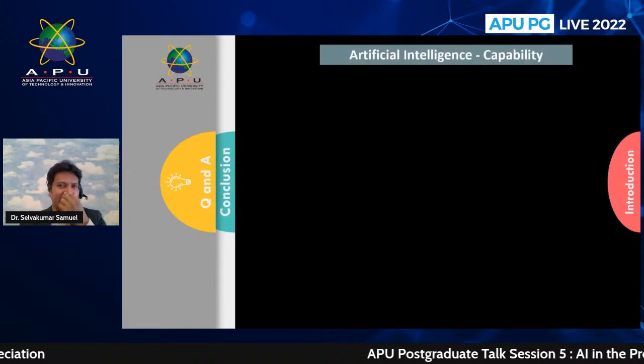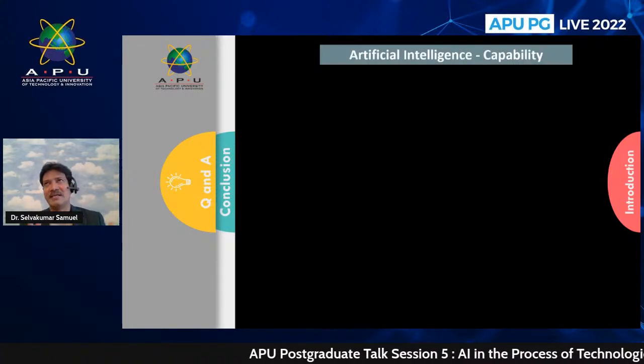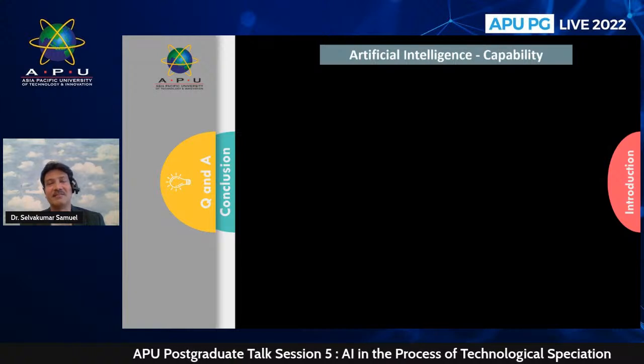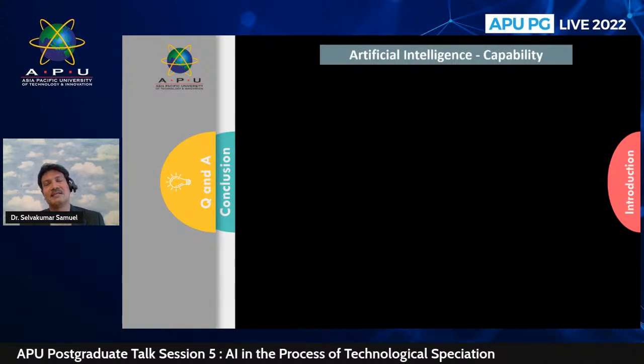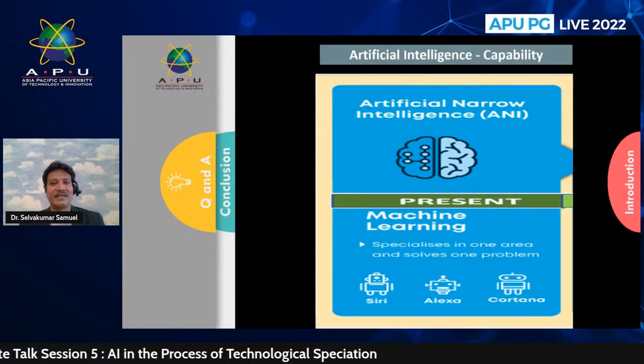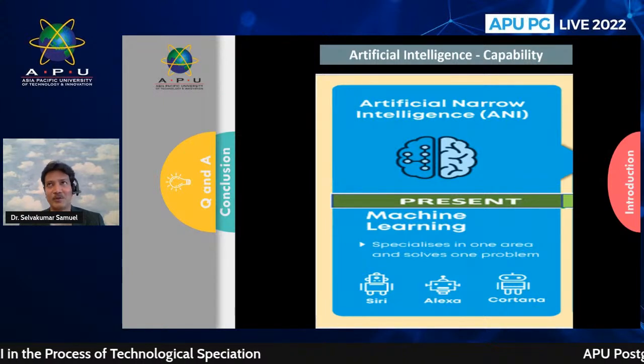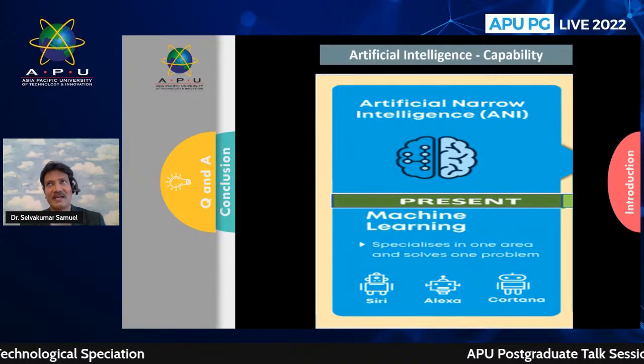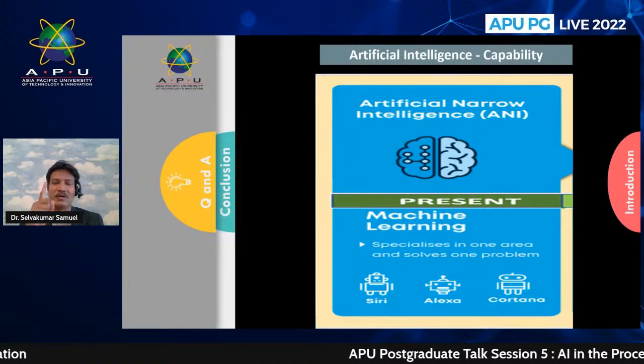What is its capability? Earlier I mentioned the capability of each and every information technology. What is the capability of AI? What can AI do? Not only AI, any technology in this world can do only one thing.